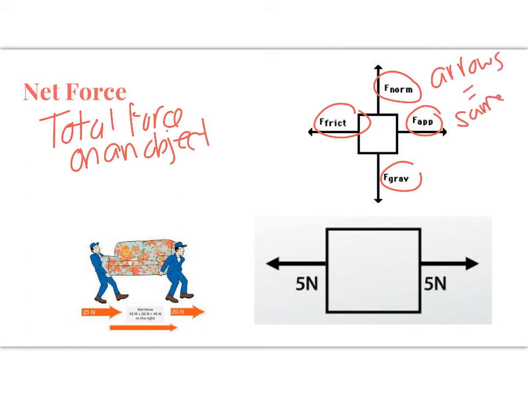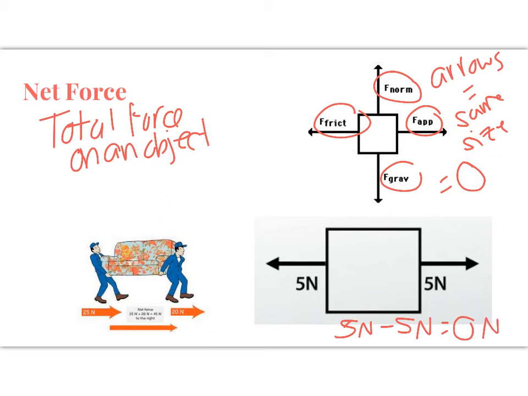This is important because this means my net force equals 0. If we look below this, we'll see I have 5 going to the right and 5 going to the left. So I have 5 newtons minus 5 newtons, so my total force is 0.